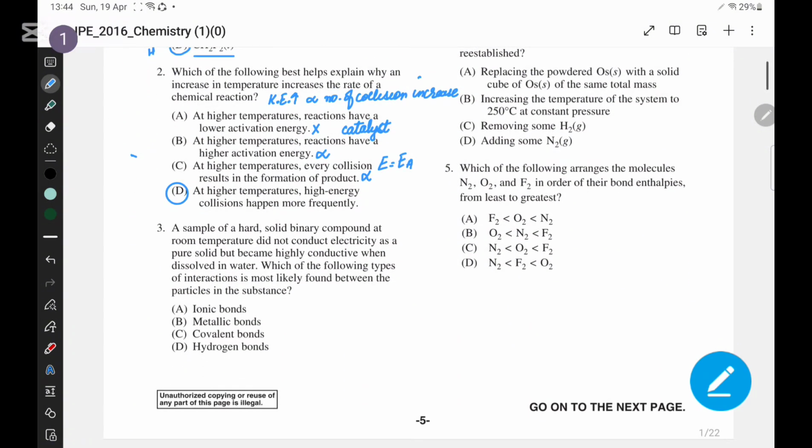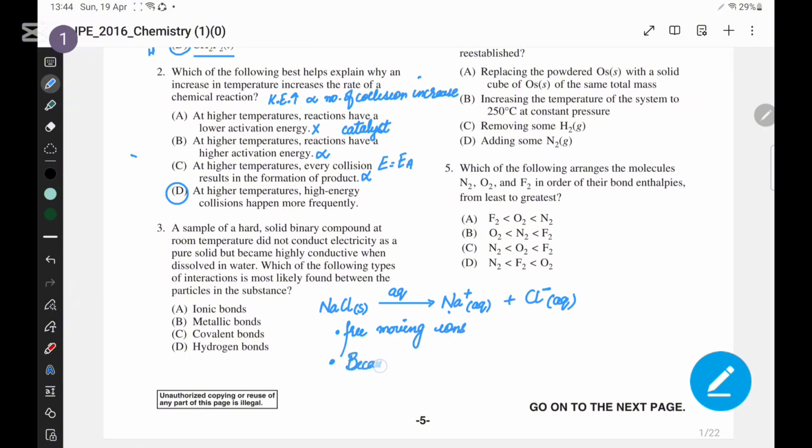Next question, a sample of a hard, solid, binary compound at room temperature did not conduct electricity as a pure solid but became highly conductive when dissolved in water. Why? Because in an ionic compound, like for example NaCl, when it is dissolved in aqueous form, what happens? It is going to split up into ions. So you can see there will be free moving ions there. So because of the presence of free moving ions, an ionic compound can conduct electricity.